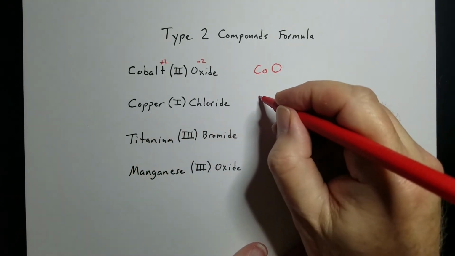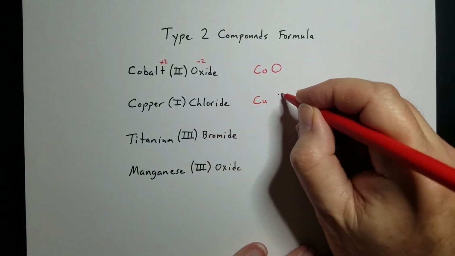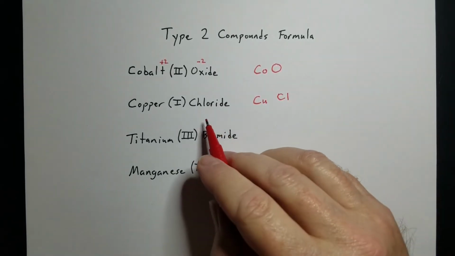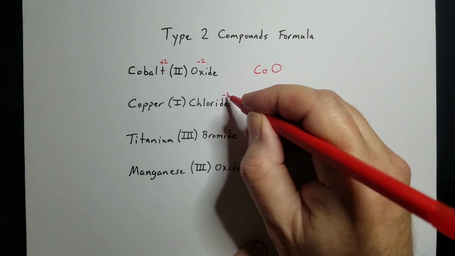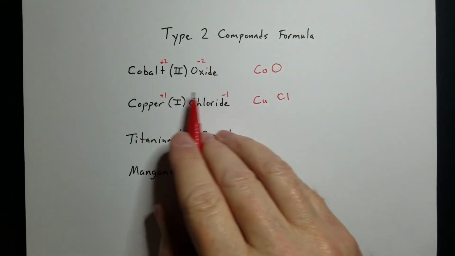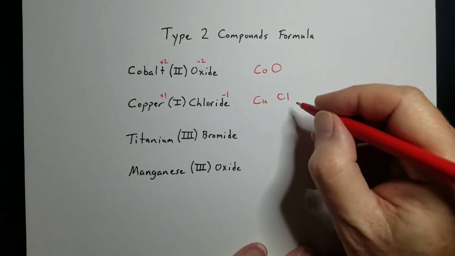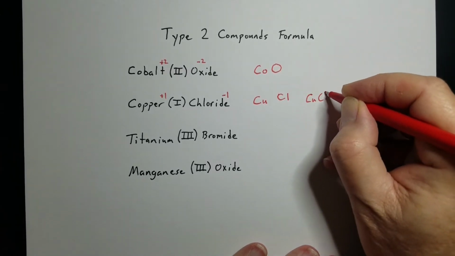Copper, Cu, chlorine, Cl, and chlorine is a -1, so copper is a +1. Again, they balance because it adds up to 0, so it's just, let me write it better, CuCl.